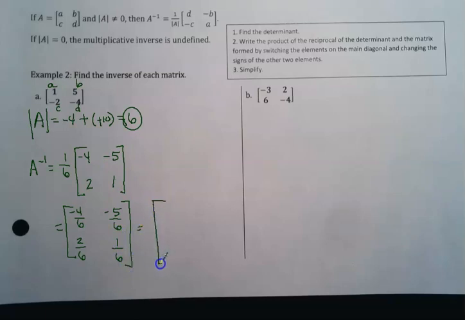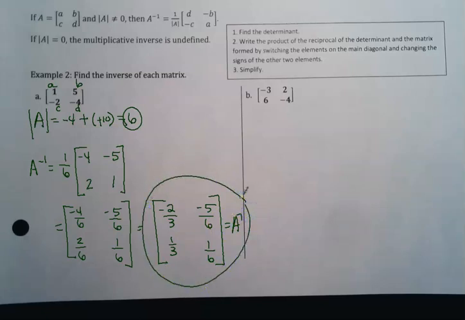So we're going to have negative 4/6 is equivalent to negative 2/3. Negative 5/6 is just going to stay. Doesn't simplify. 2/6 is equal to 1/3. And 1/6 is also already simplified, so it stays. Okay, so that is your inverse right there. That's the inverse matrix, A to the negative 1 power.